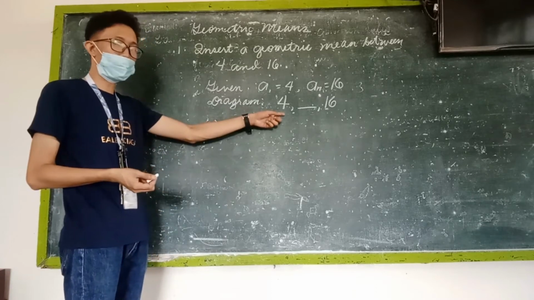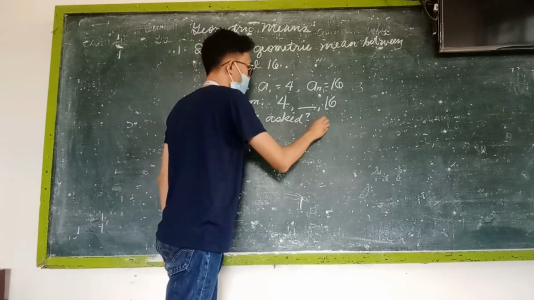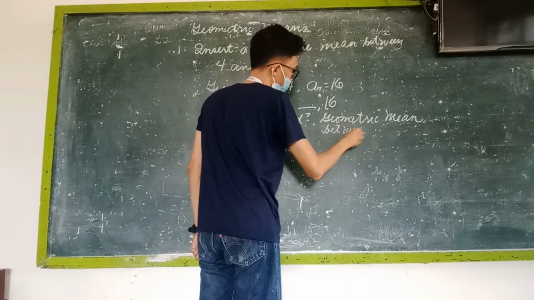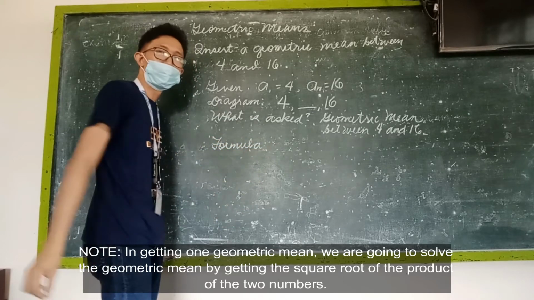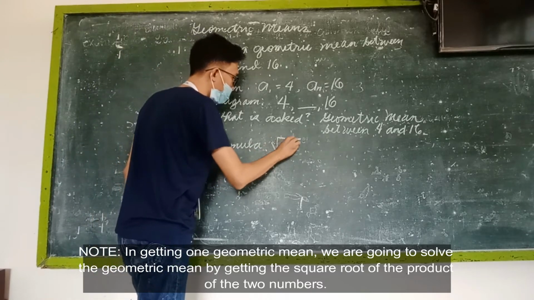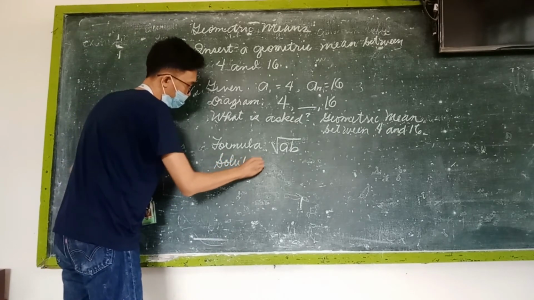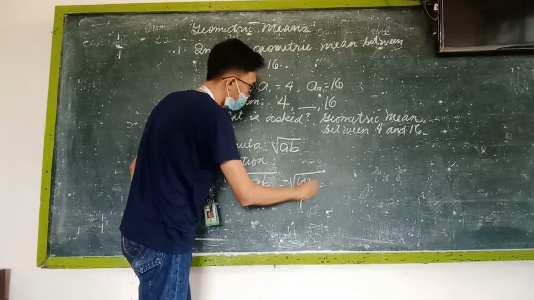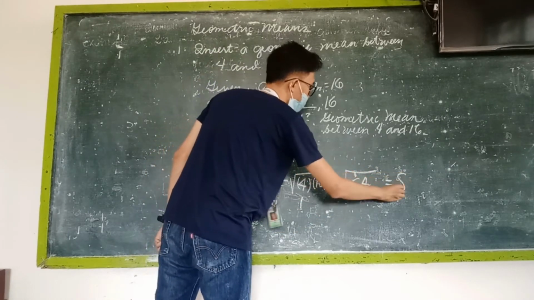What is asked is the geometric mean of the two numbers. What is asked? Geometric mean between 4 and 16. So our formula, since we are looking for only one mean, is the square root of AB, where A is the first term and B is the last term. So solution, we have square root of AB. This is actually equal to the square root of 4 times 16. This is equal to the square root of 64. And square root of 64 is equal to 8.